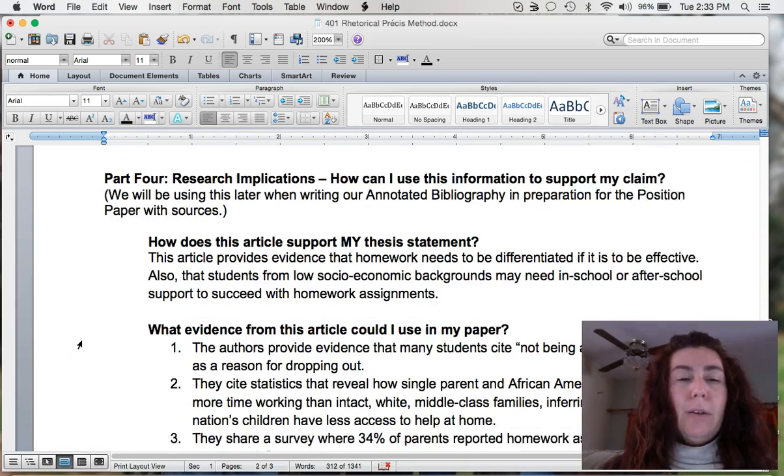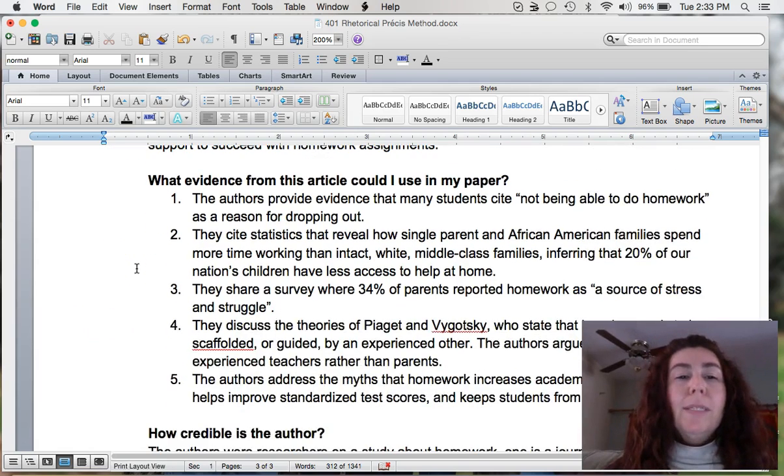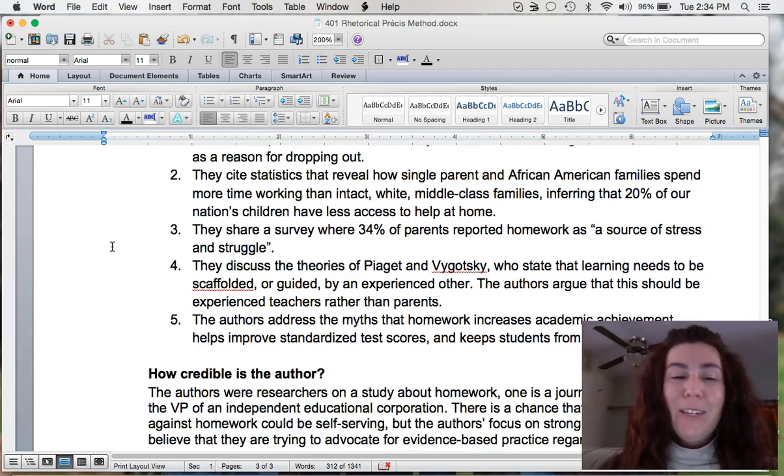Part 4, research implications. Is this going to be useful in supporting my claim as a writer? So how does this article support my thesis statement? What specific evidence from this article could I use in my paper? This section is like gold. If you do this for your research articles, it will be so easy for you to write your research papers if you have this information at your fingertips.